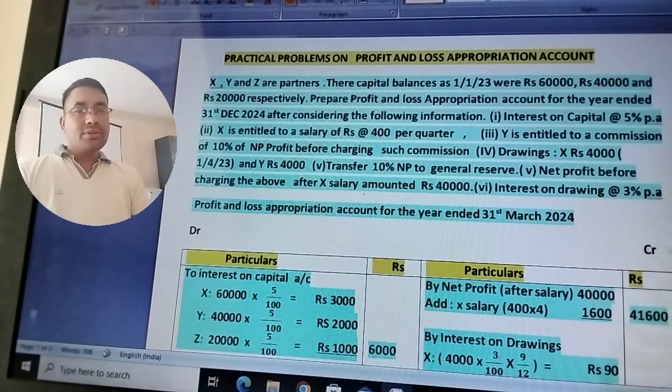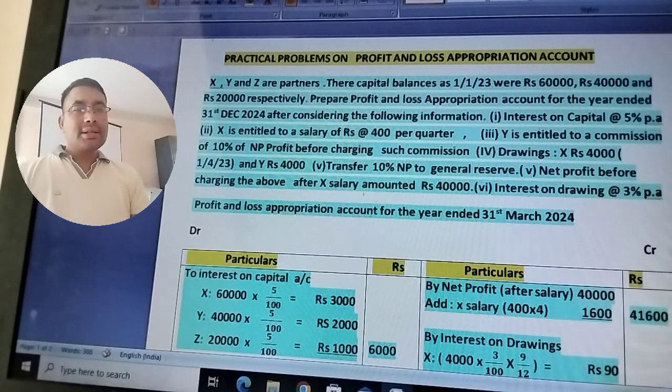X is entitled to a salary of rupees 400 per quarter. Okay, if it is 400 per quarter, then if you multiply by 4, you will get the annual salary. So it will be 1600. Okay. Y is entitled to a commission of 10% of net profit before charging such commission.